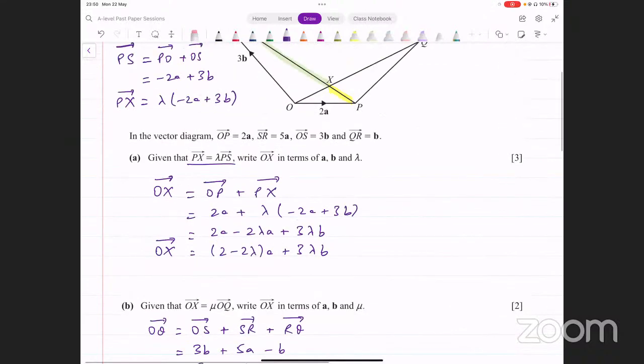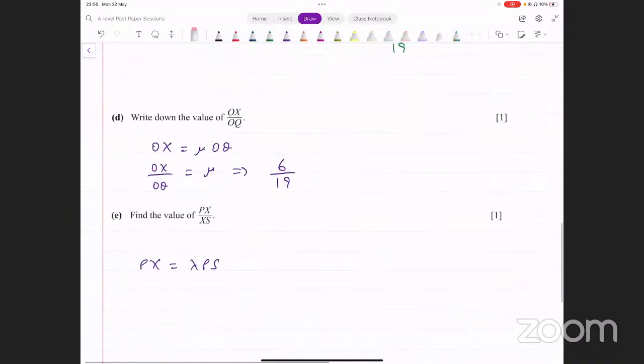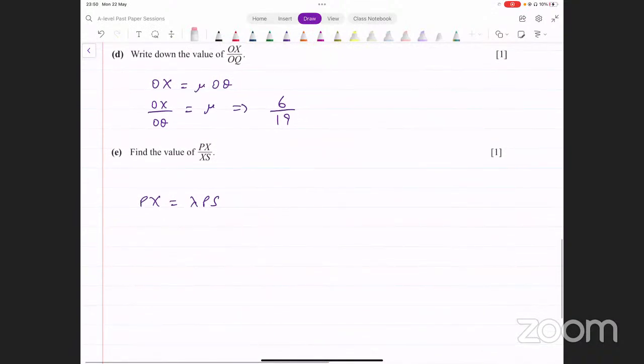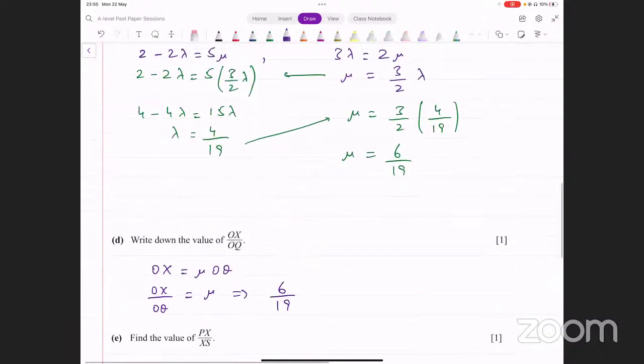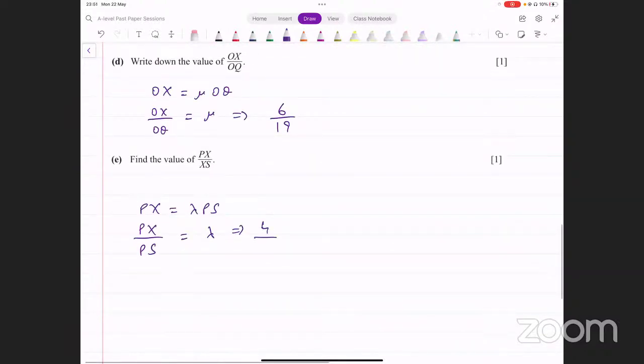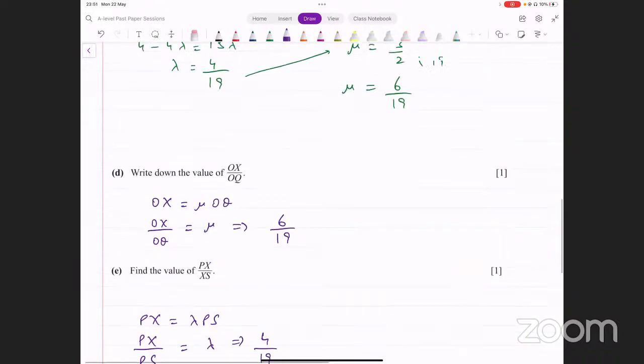रिमेंबर, ये लेंथ का रिलेशन है, वेक्टर्स का हम जो यूज कर रहे हैं रिलेशन, लेंथ का यूज कर रहे हैं अब यहाँ पे, क्योंकि हमें लेंथ की बात हो रही है, वेक्टर की बात नहीं हो रही यहाँ पे. इसका मतलब ये हुआ जो PX और PS की रेशियो है वो क्या होनी चाहिए? लैम्डा. और लैम्डा की वैल्यू क्या है? लैम्डा की वैल्यू हमने निकाली है ऊपर 4/19. Okay, so this is the ratio between PX and PS. All right, now PX and PS.